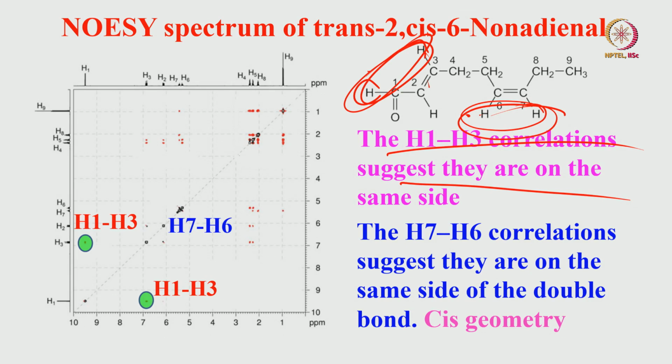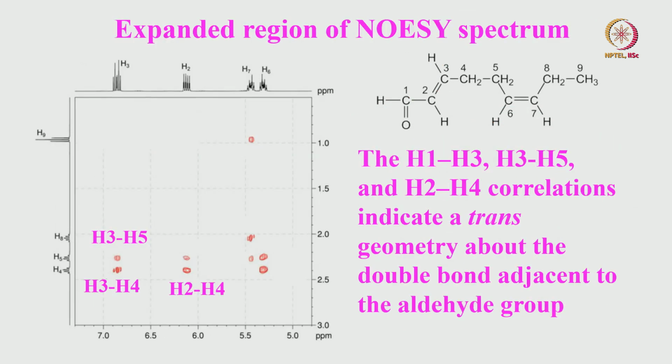You have got the information already, and you can expand this further. You can see H1 correlating to H3 and H3 to H5. This is correlating to this one, and H2 is correlating to H4 here. See, this should be on this side. If it was on the other side, it would not give a correlation to H4. So all this indicates this is a trans geometry, whereas this is a cis geometry.